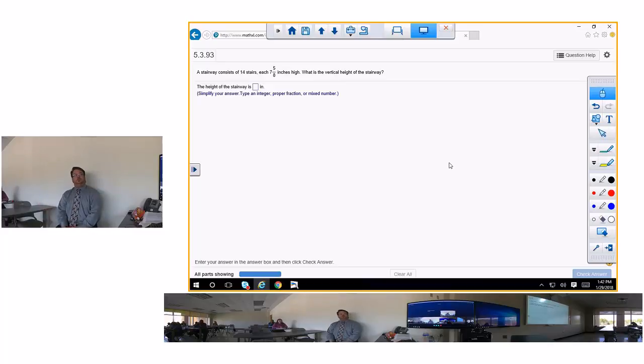So, you're going to multiply 14 times 7 5/8. First thing you're going to do is make 14 into a what? Fraction. Second thing you're going to do is change 7 5/8 into what? An improper fraction.